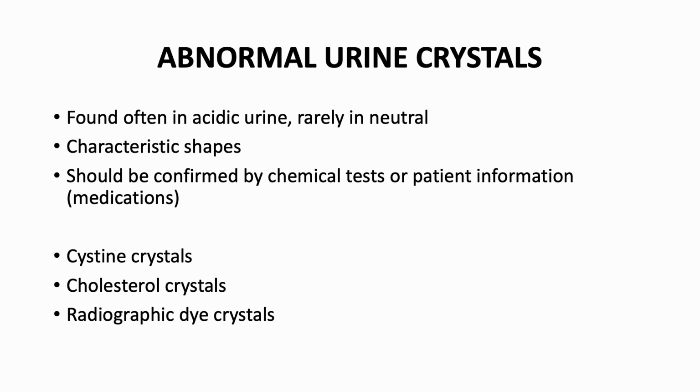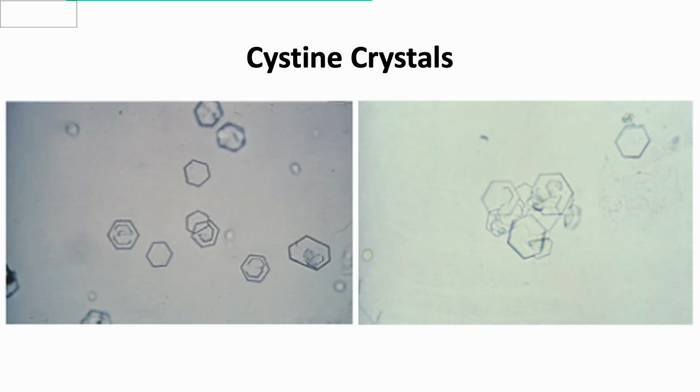Abnormal urine crystals are found often in acidic urine. They have characteristic shapes, and identifying them should be confirmed by a chemical test or patient history like intake of specific medication. Some examples of urine crystals are cystine crystals, cholesterol crystals, and even radiographic dye crystals.